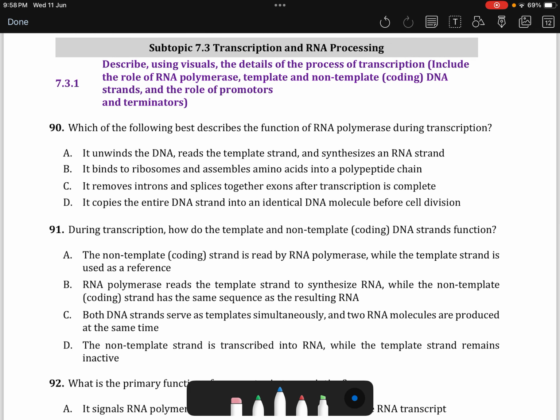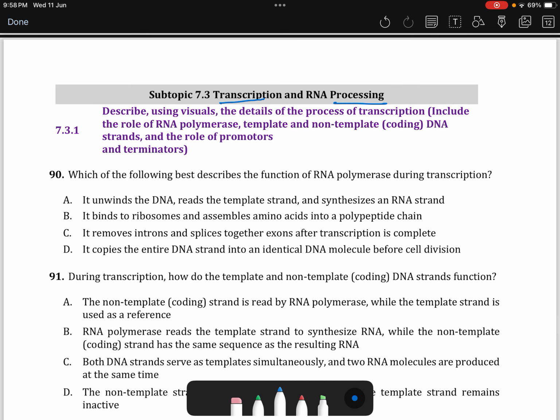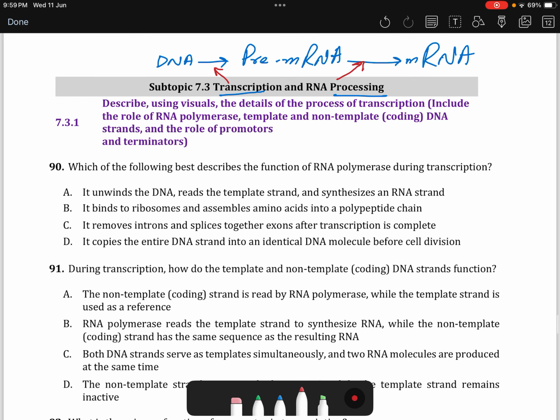Next topic, 7.3, transcription and then RNA processing. We already know that transcription is DNA to pre-mRNA. If you find the pre-mRNA in between and then you go to final mRNA, this process is called the RNA processing. Okay, and this is called transcription when DNA converts into RNA.